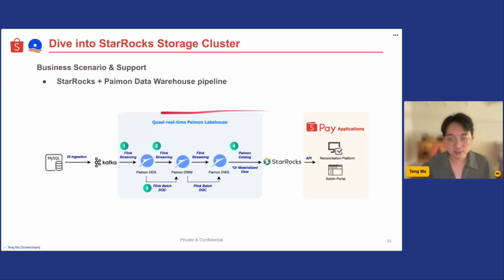There is a new pipeline. The new pipeline uses StarRocks and Paimon to build the data warehouse pipeline. The raw data is in MySQL, and it is logged to Kafka. Flink consumes the Kafka data and inserts it into Paimon, and Paimon holds the ODS, DWM and DWS layers, and StarRocks will query the Paimon table. For some critical DWS tables, they use materialized views to make the query performance much better, and this is their platform.